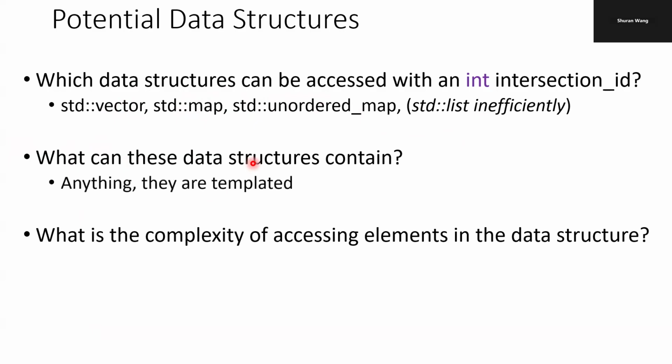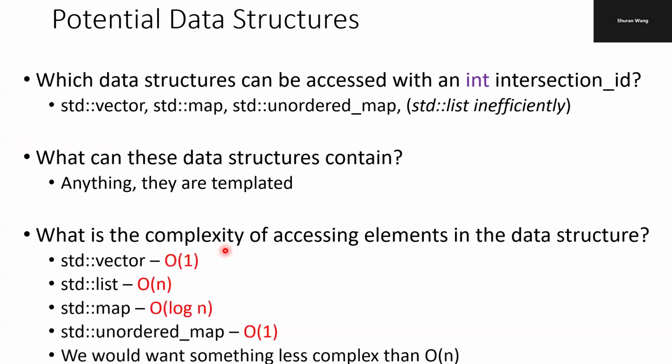Anything, because they're templated, including vectors of integers. What is the complexity of accessing single elements in the data structure? And we have the complexities for each data structure. And we want something that's less complex than O of n or O of k. So we should probably be choosing from vector and ordered map.